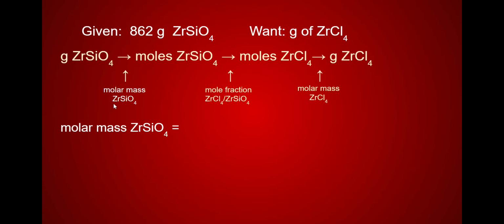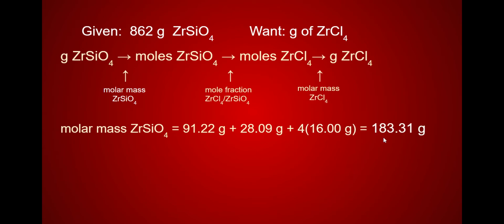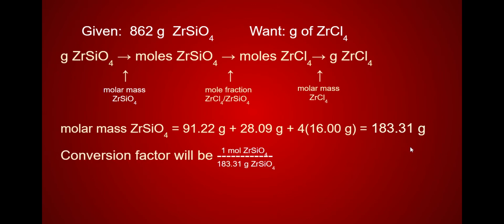The molar mass of zirconium-4 orthosilicate is going to be 91.22, that's the mass of zirconium, plus 28.09 for the silicon, plus 4 times 16 for the oxygen, and that gives us 183.31 grams. So our conversion factor for going from grams of zirconium-4 orthosilicate to moles of zirconium-4 orthosilicate is going to be 1 mole ZrSiO4 over 183.31 grams ZrSiO4.